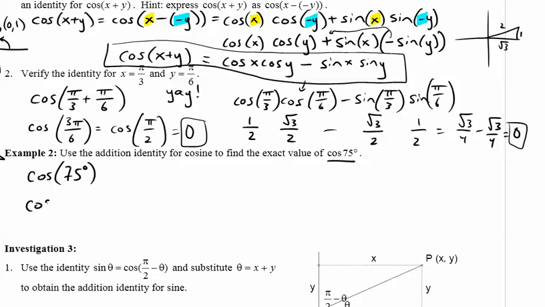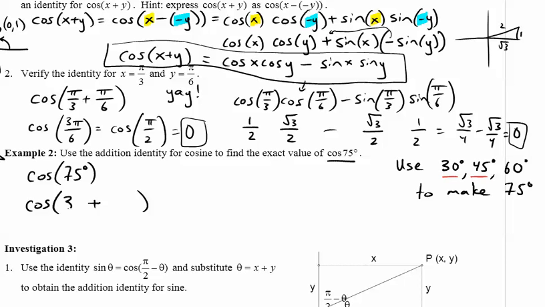So what we're going to try to do is write 75 as something plus something. We're going to use only the angles that we know from before, 30, 45, 60. These are the ones that we know special triangles for. We're going to use those to make 75. So I think if we took 30 plus 45, that would give us 75. So let's do 30 plus 45, and then we can use this formula up here to expand that out.